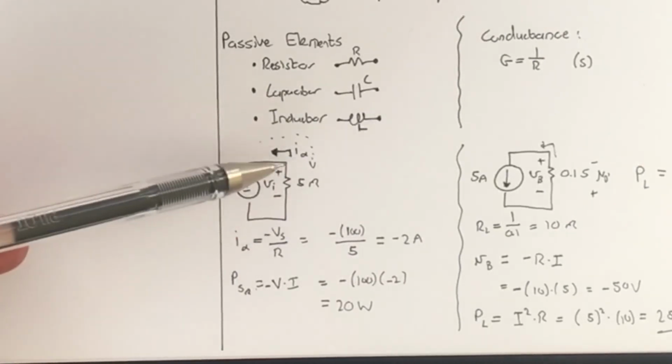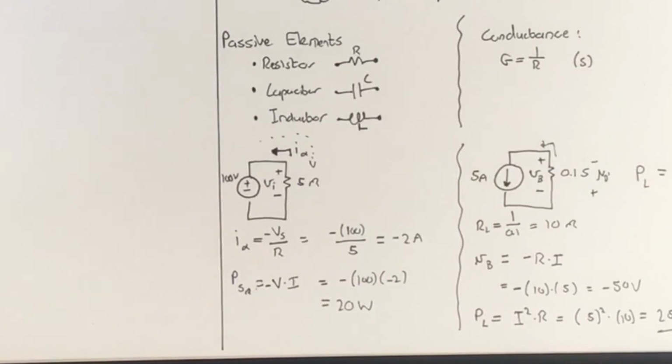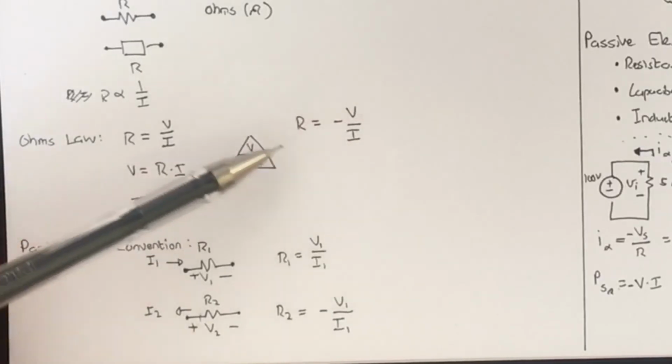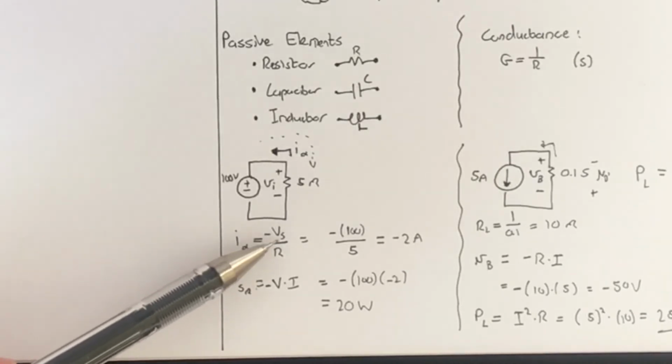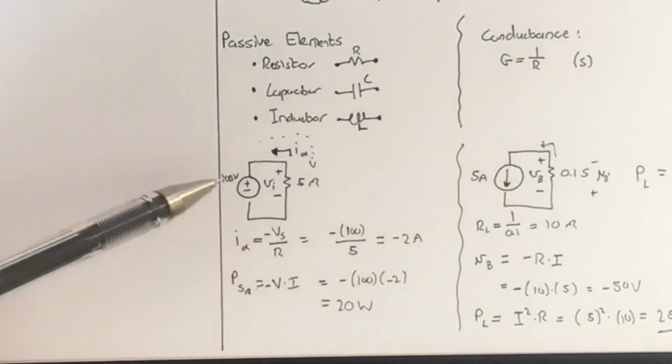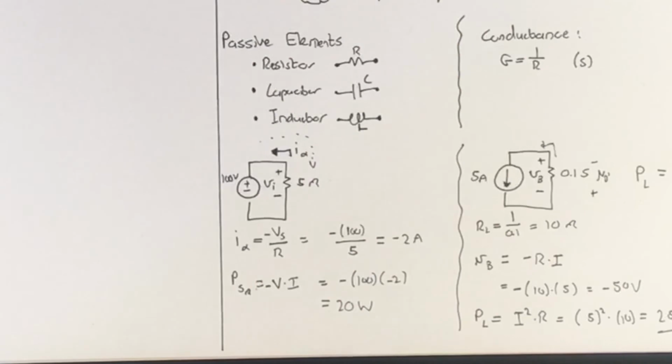So this is not essentially adhering to the passive sign convention, so we have to account for it. When we want to calculate I alpha, we can use Ohm's law, but like I just did, the passive sign convention has not been adhered to. We have to utilize this version of Ohm's law. So I alpha is minus Vs over R, so minus 100 volts divided by the 5 ohms. Now we get a value of negative 2 amps.